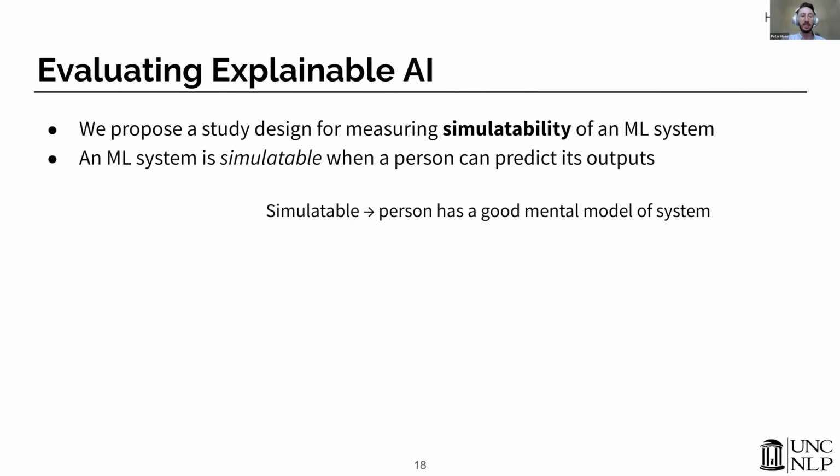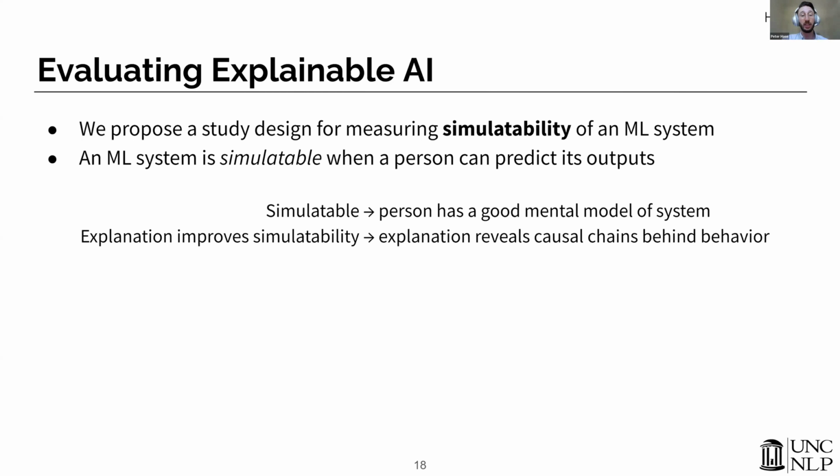If a system's simulatable, a person must have a good mental model of the system. In order to accurately predict what the system will do in new situations, you must have some rough internal view or internal assessment of how the model actually makes its decisions, even if it's pretty rough.